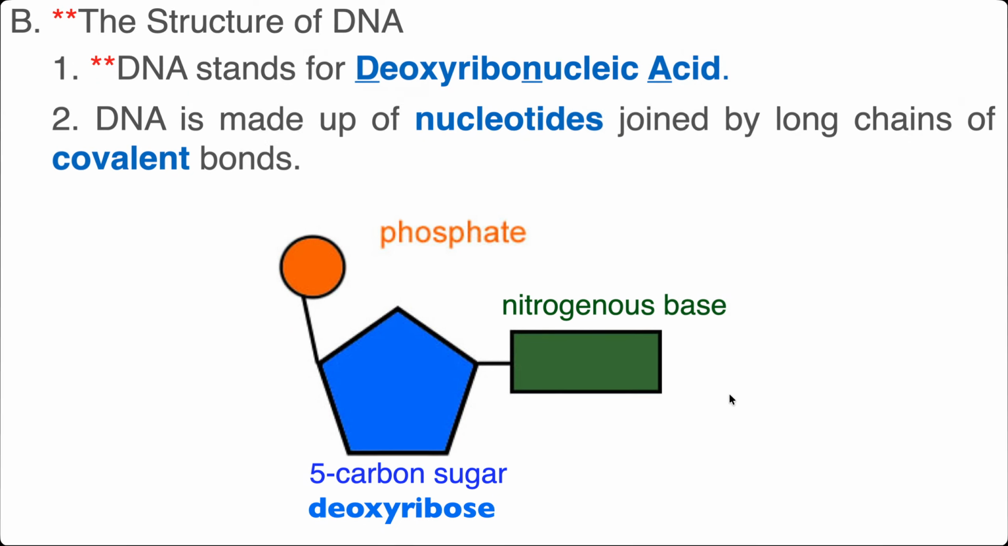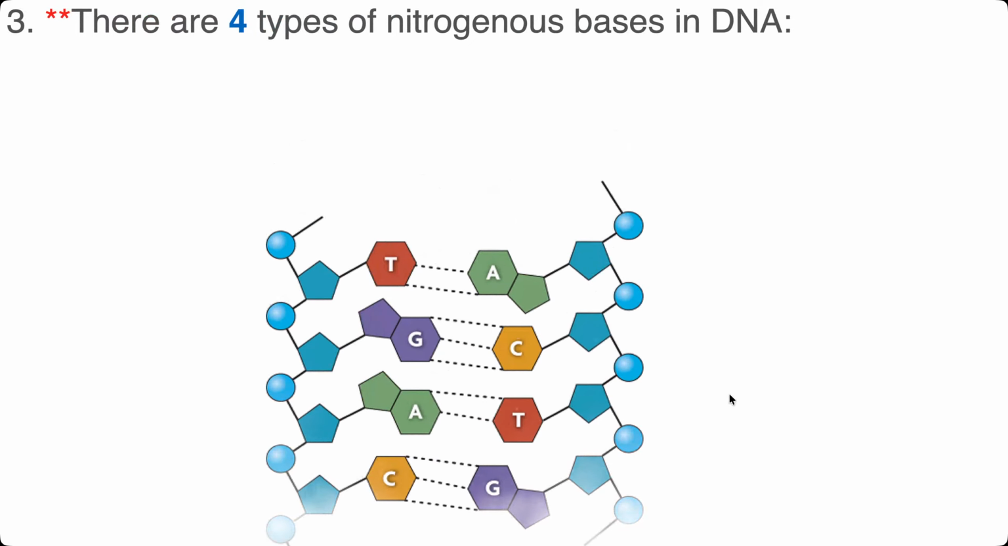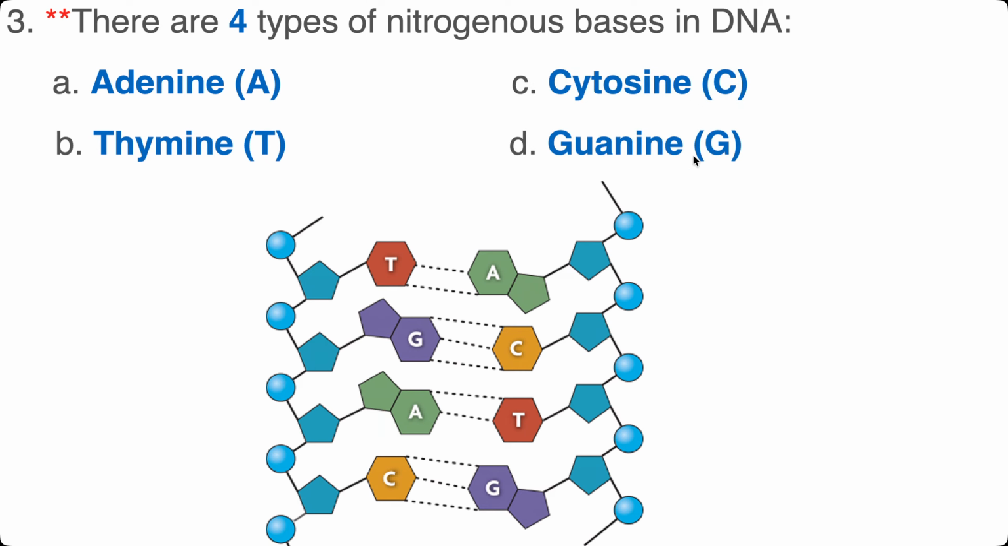Okay. Last but not least, there are 4 types of nitrogenous bases in DNA. You probably are already aware of that. You've got your A, your T, your C, and your G. A stands for adenine, T stands for thymine, C stands for cytosine, and then G stands for guanine.